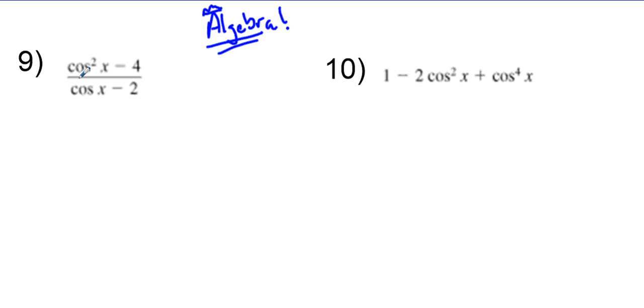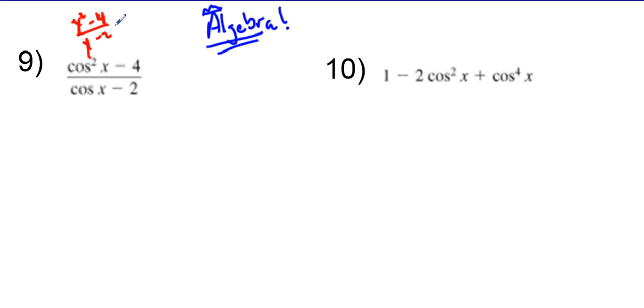So, first off, we're going to start with number 9. What we have is cosine squared x minus 4 over cosine x minus 2. Well, notice that we have cosine squared x minus 4. This is very similar to if we had y squared minus 4 over y minus 2. That's a 4, by the way. That's a y. I know my 4s and y's look very similar.